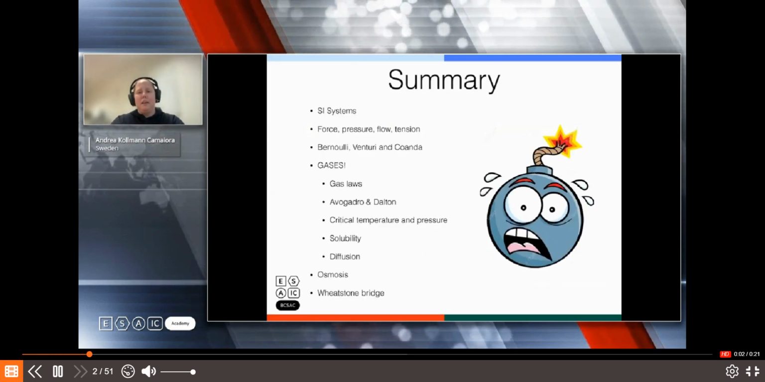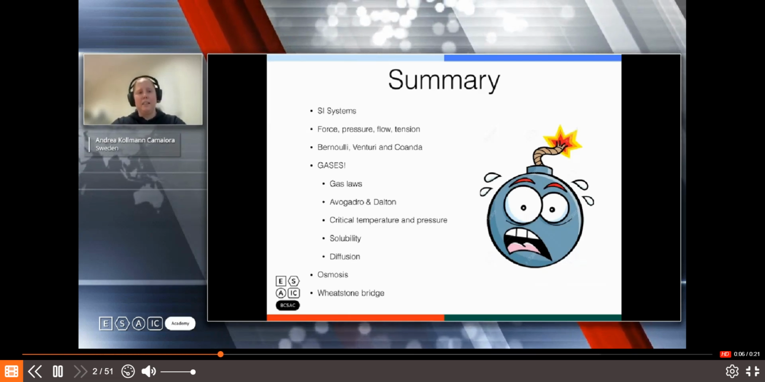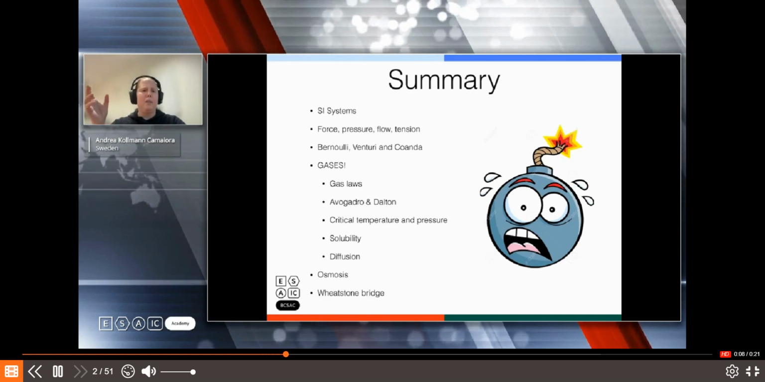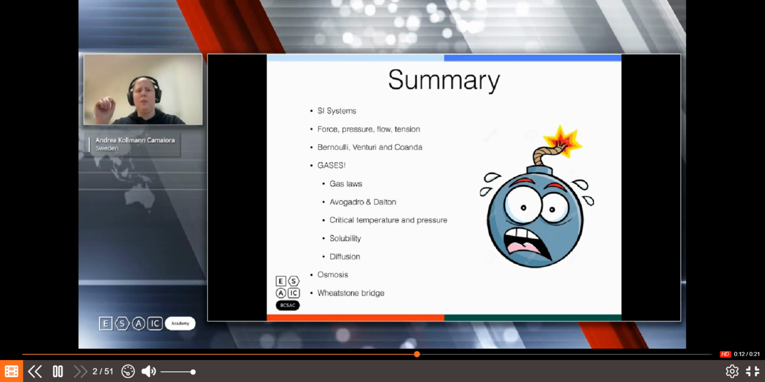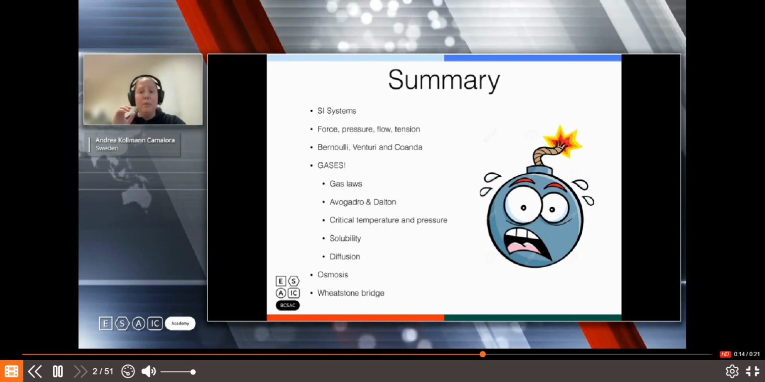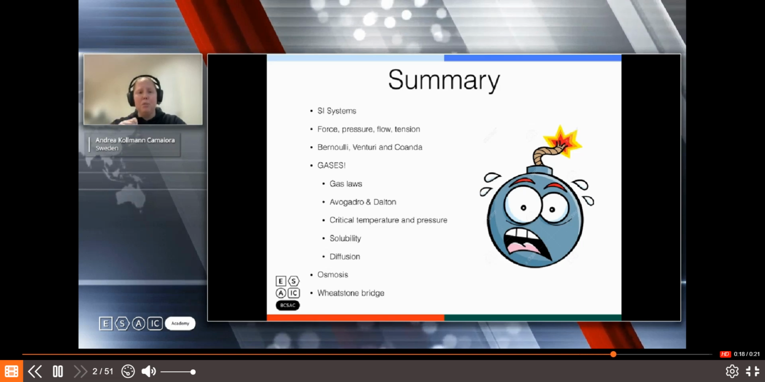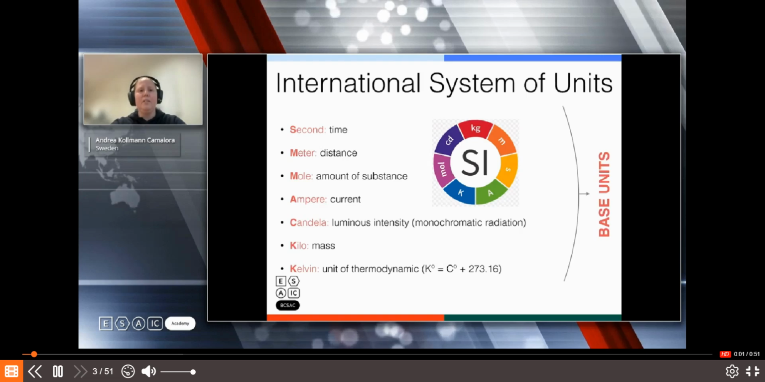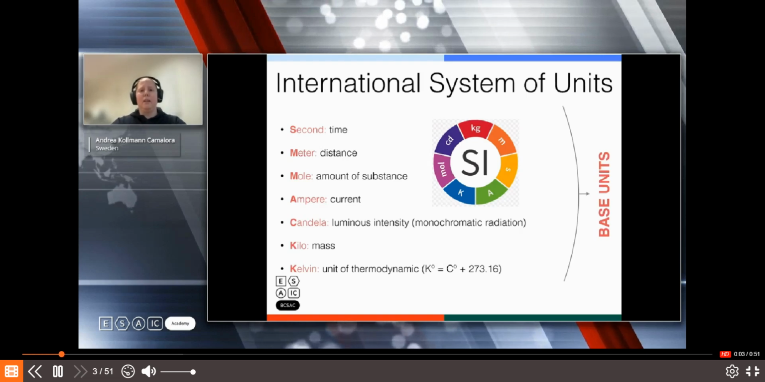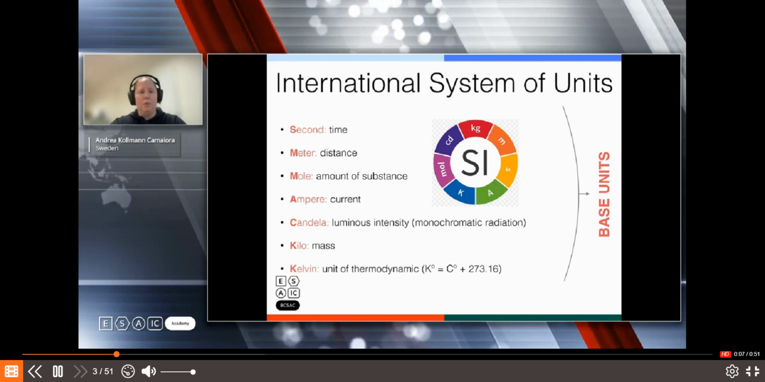So this is the summary for the lecture today. It includes the SI systems, force, pressure, flow, and tensions, principles like Bernoulli, Venturi, and Coanda. Then we're going to move into the gases and all the gas laws. And finally, a little bit about osmosis and the Wheatstone bridge. So the International System of Units has come in the exam before, and I think it will continue to come.